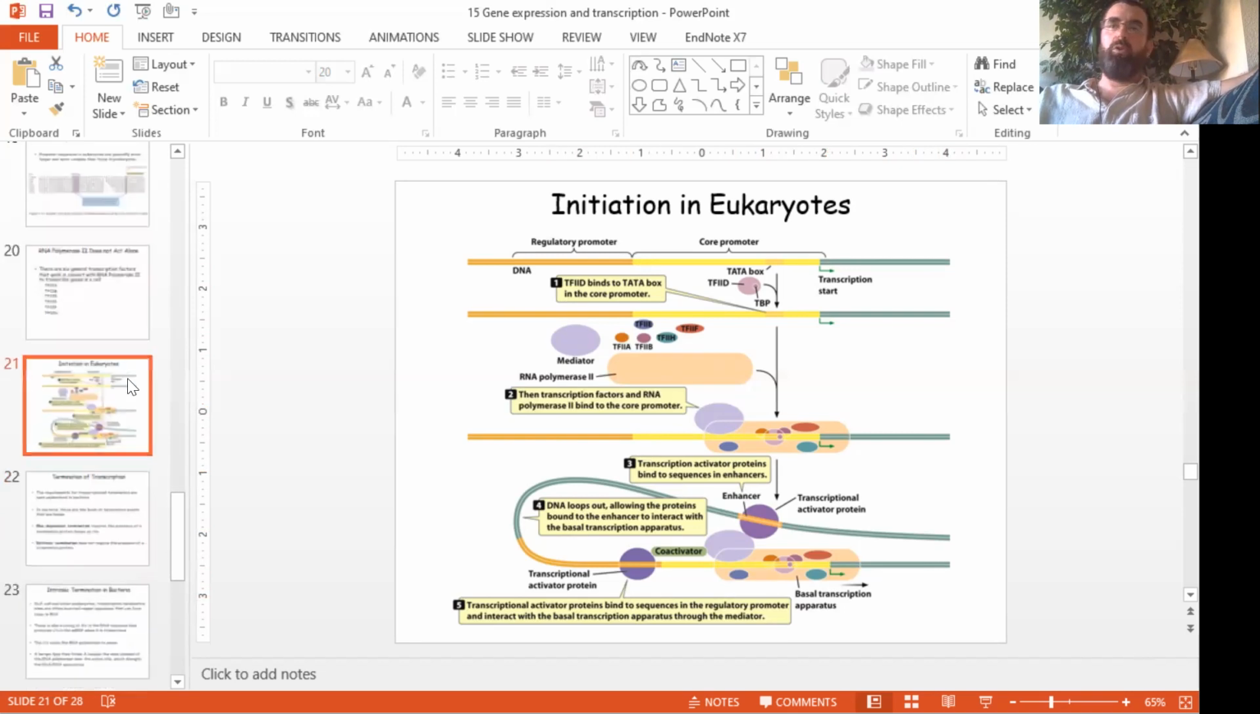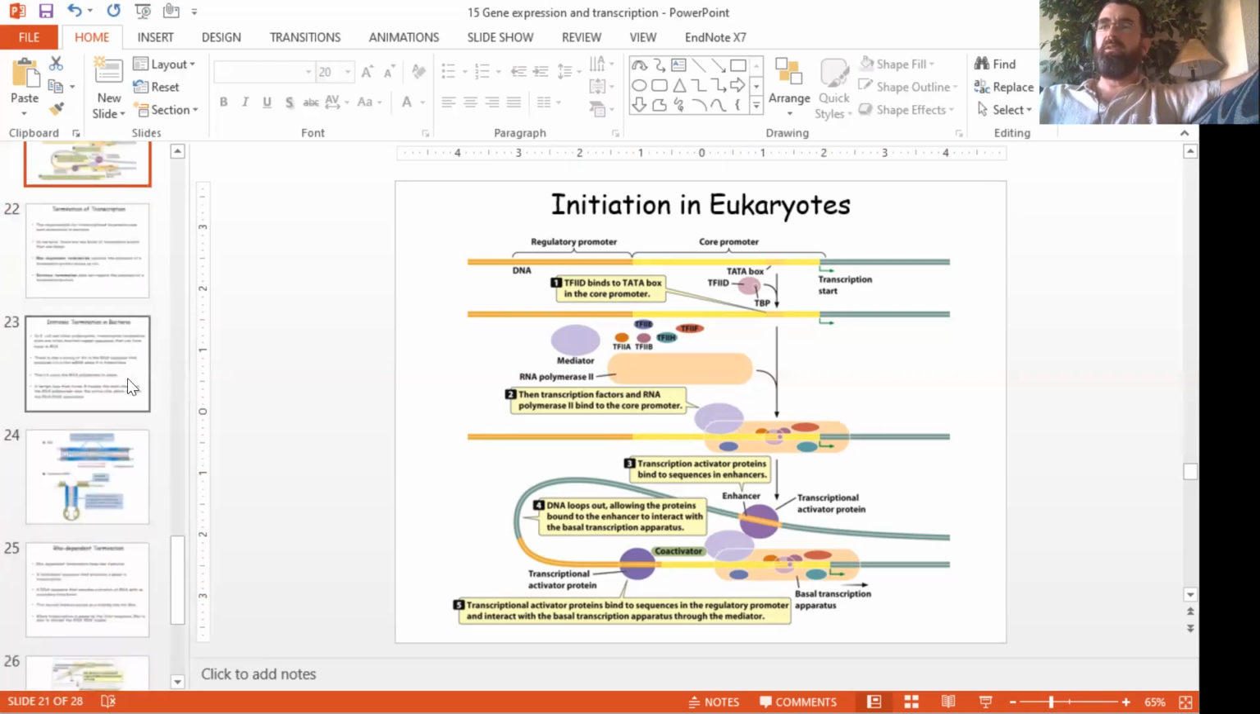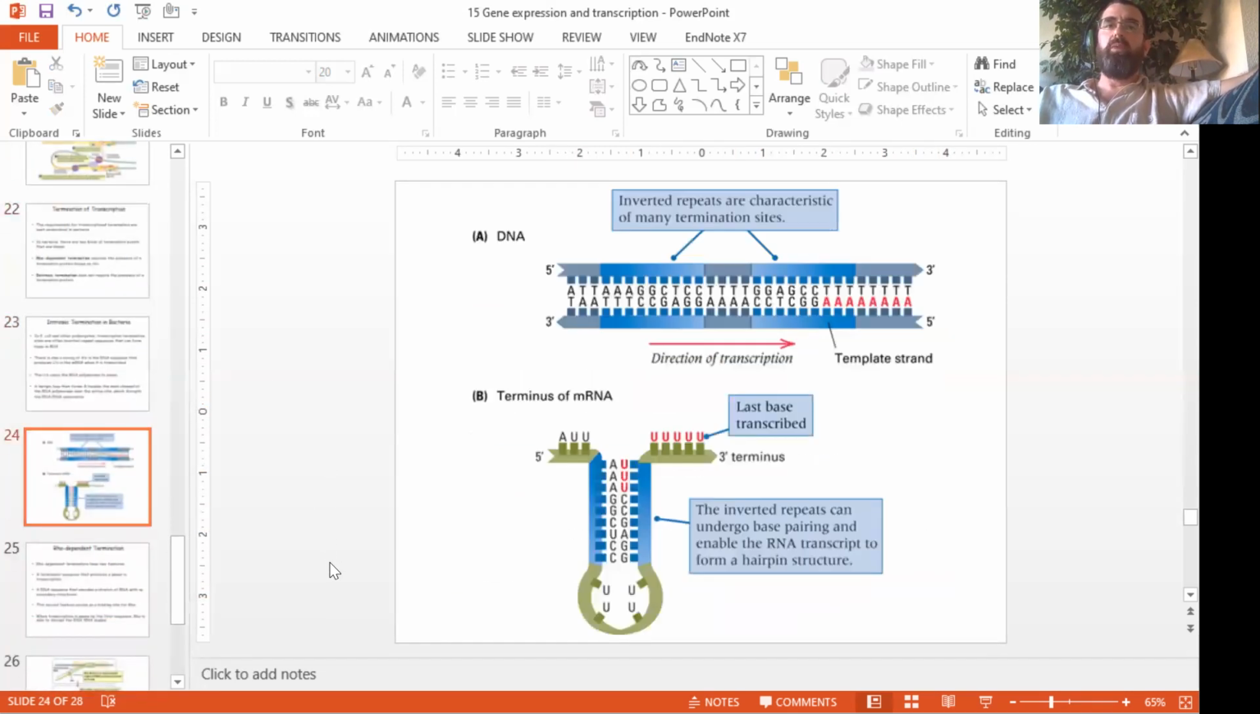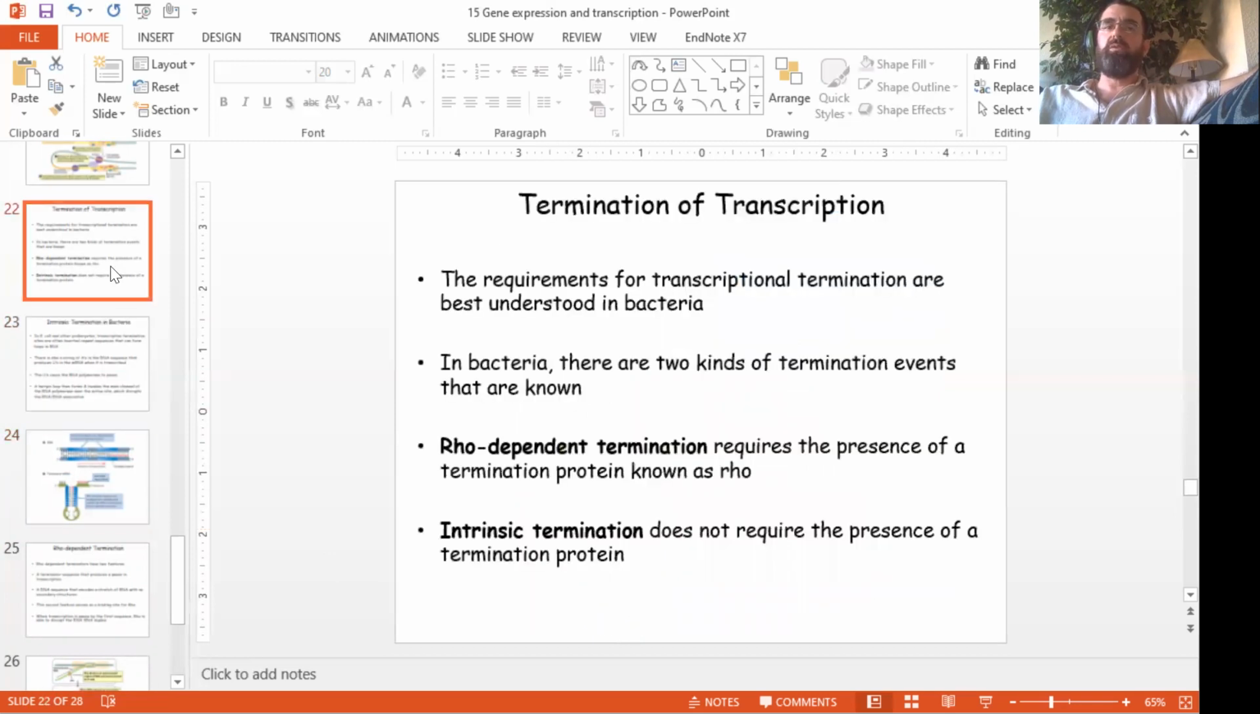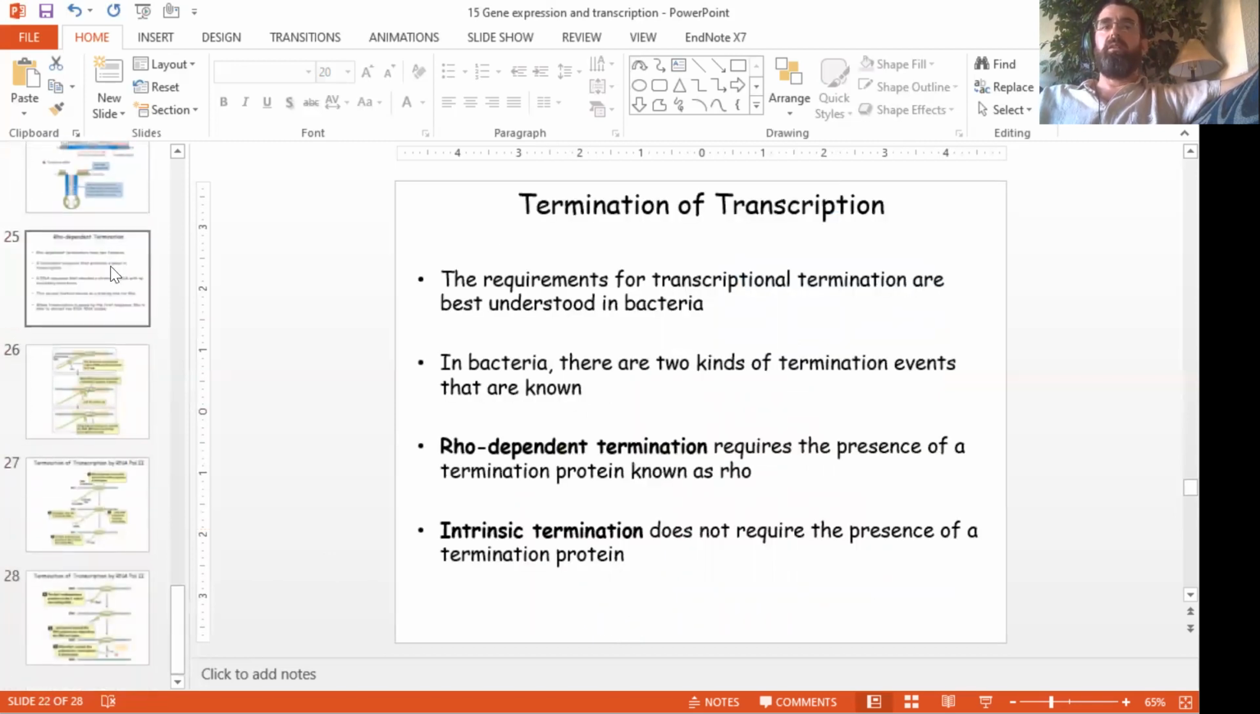Okay, so I'm going to call it a break for now. We're going to continue this on Tuesday, where we'll go through termination of transcription in both prokaryotes and eukaryotes, and also processing. I think RNA processing is the other thing that we need to talk about. Oh, maybe not. We'll see how it goes. We've got a little bit of flexibility in the schedule here.